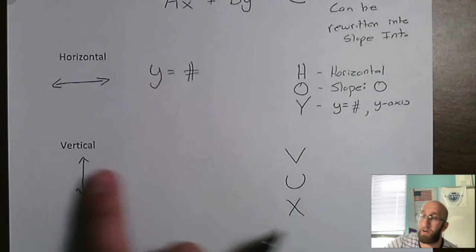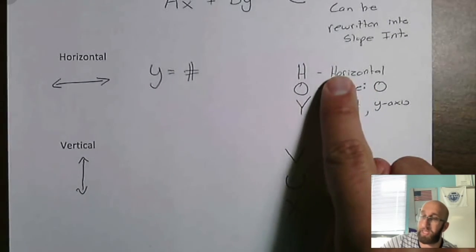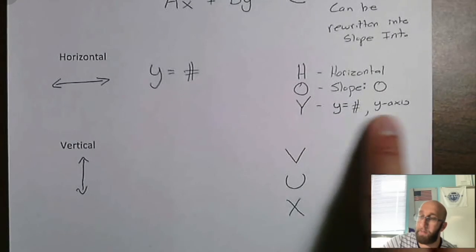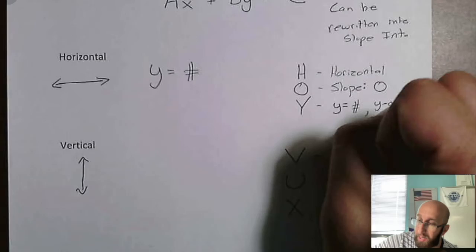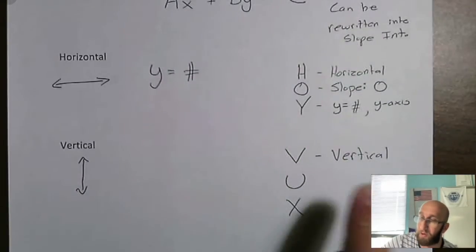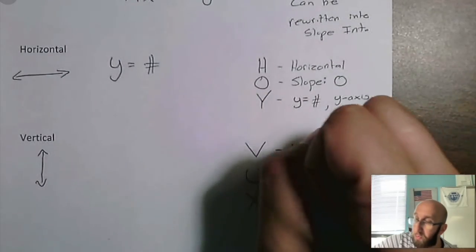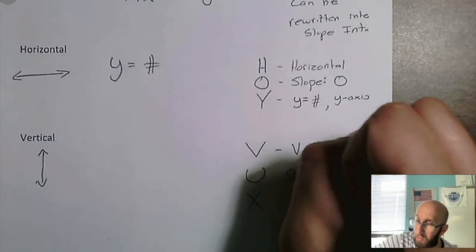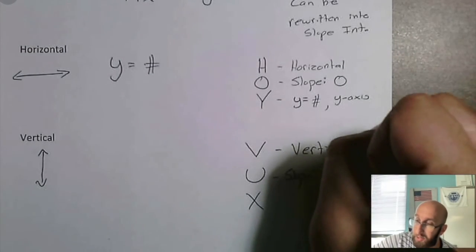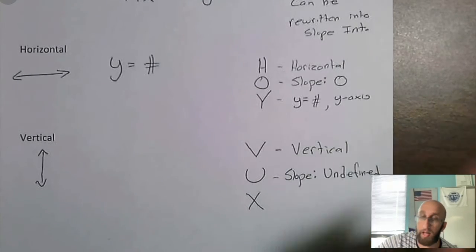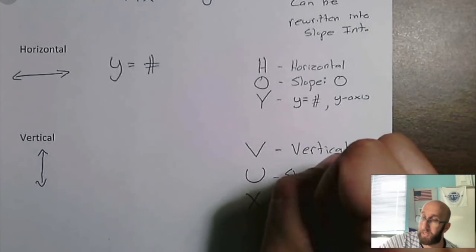Vertical lines go with this saying, VUX, V-U-X. It's going to tell us the same three things: what type of line, the slope, and some information about the equation and the axis. So you could probably figure things out here. The V stands for vertical, so VUX teaches you everything about vertical lines. The U tells you about the slope. Vertical lines do not have a slope. It is not defined, so we call it undefined.